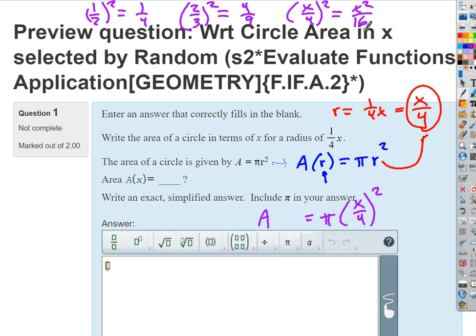Right? So then we'd end up with my area function, A of x, is just going to equal pi x squared over 16. Okay, see that? All right. Moving on.